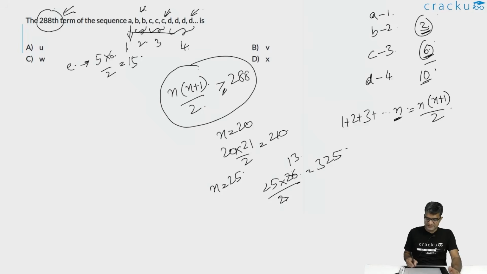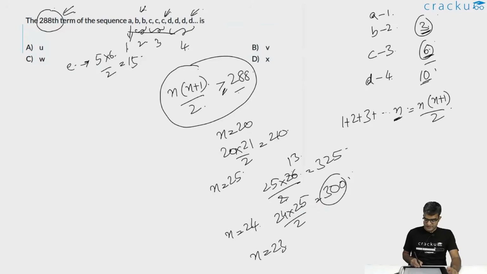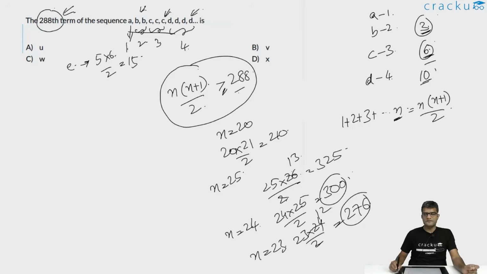This is greater, but is it the smallest such number? So let us substitute n to be equal to 24. 24 into 25 divided by 2 is equal to 300. This seems to be sufficiently close to 288, but just for the sake of completeness, let us assume that n is equal to 23. So 23 into 24 divided by 2 is 23 into 12, which is equal to 276. So the smallest value of n for which n into n plus 1 divided by 2 is greater than 288 is n equal to 23.